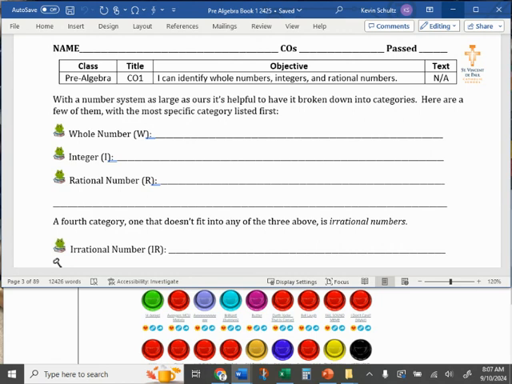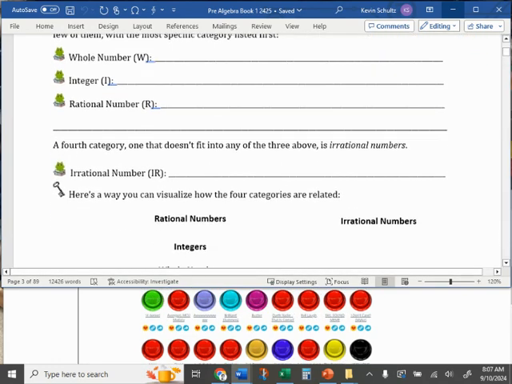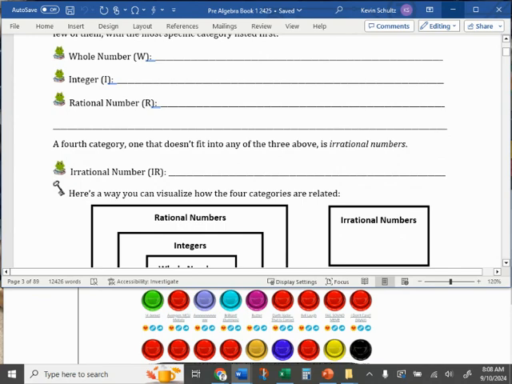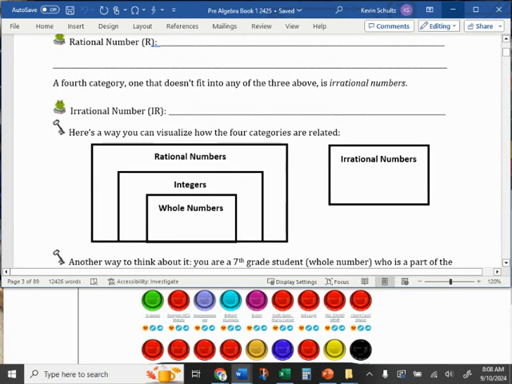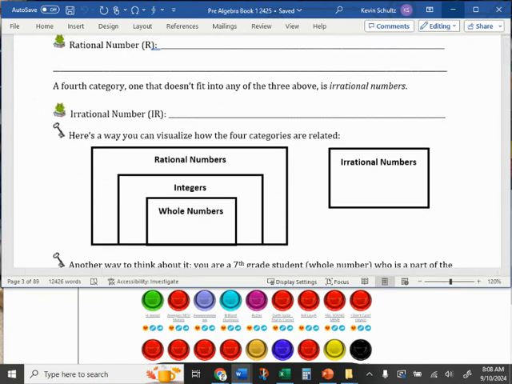Okay, sports, right? You have the NFL. That's the league. Then you have the NFC and the AFC. Those are the conferences. Then you've got the divisions. So it gets more specific as we break it down. Our number system is very similar. Here's a diagram of it, with the whole numbers, the integers, and the rationals, and then the irrational numbers are completely separate.